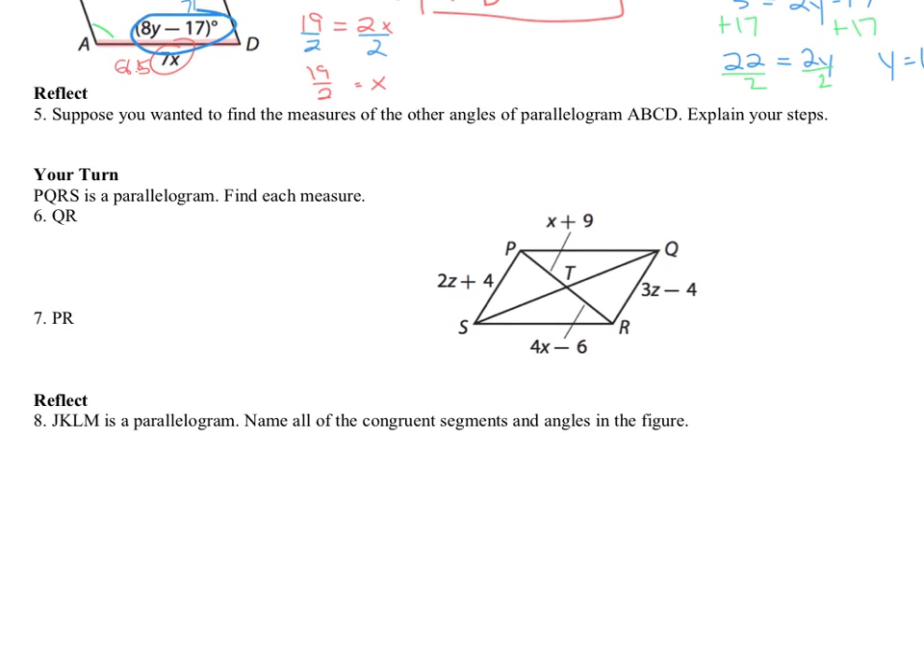And then numbers 6 and 7, PQRS is a parallelogram. Find each measure. So at this point, I am going to let you pause the video and try and work on numbers 6 and 7, and then I will explain in just a second.